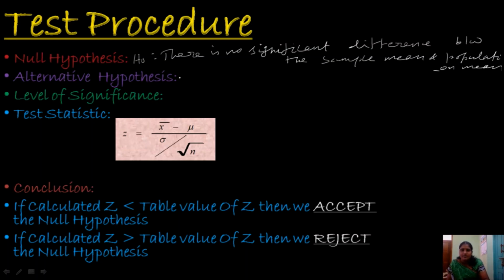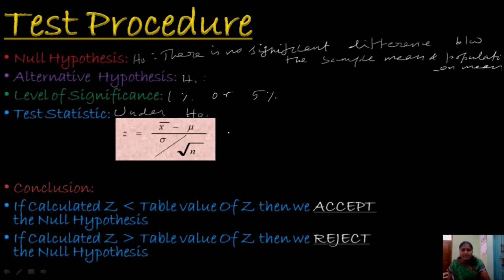So here we have to set up the alternative hypothesis. Based on the problem itself, we have to decide whether it is two-tailed or one-tailed. Level of significance we have to take 1% or 5%. If it is given, we have to take that value, or otherwise we may choose 1% or 5% level of significance. The test statistic here, under the null hypothesis H naught, is Z equals x bar minus mu by sigma by root n.